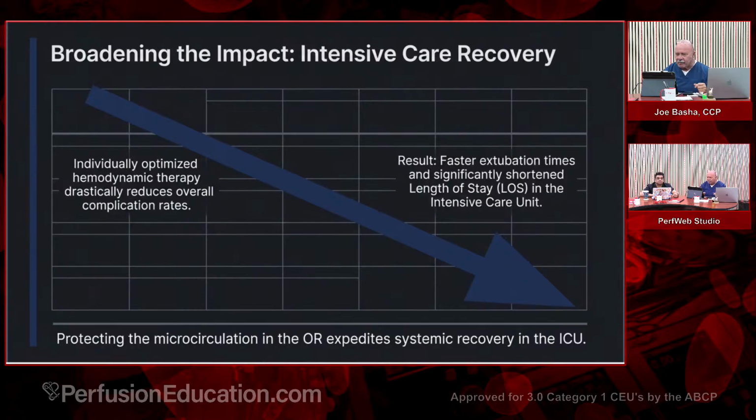And then if you look here, protecting the microcirculation, individually optimized hemodynamic therapy drastically reduces overall complication rates, and the result is faster extubation times and significantly shortened length of stay in the intensive care unit. So goal-directed therapy, or goal-directed perfusion rather, has overall, when you look at the meta-analyses, benefited by reducing the length of stay, time on the ventilator, and all of that kind of stuff, as you can see here.